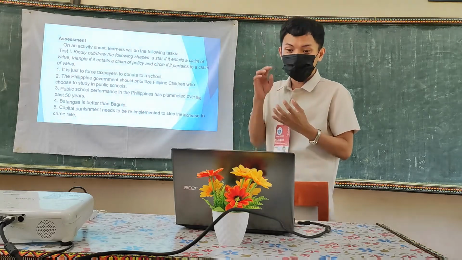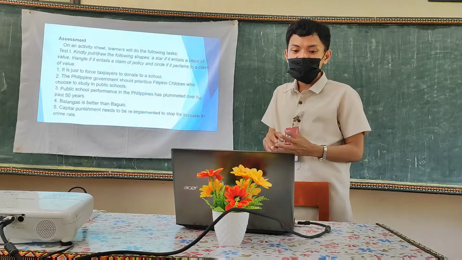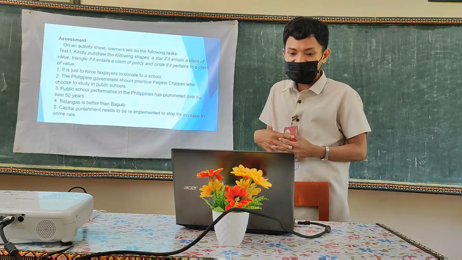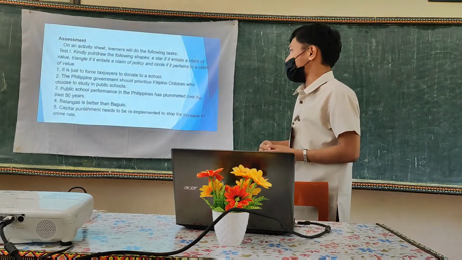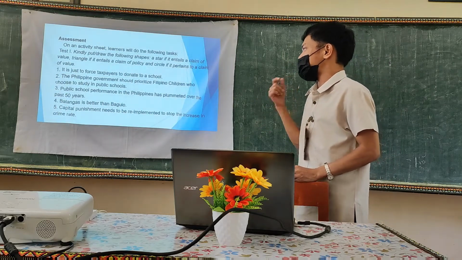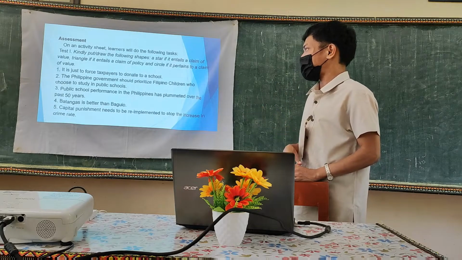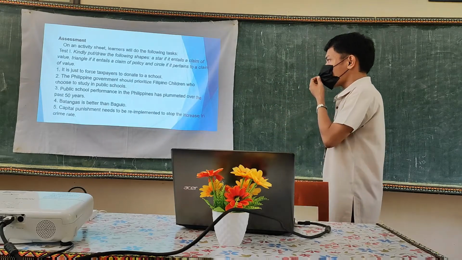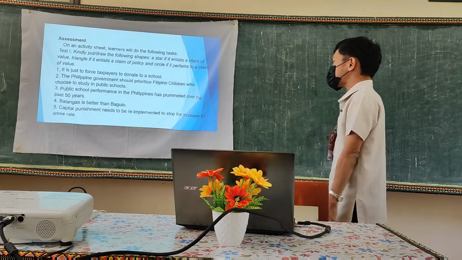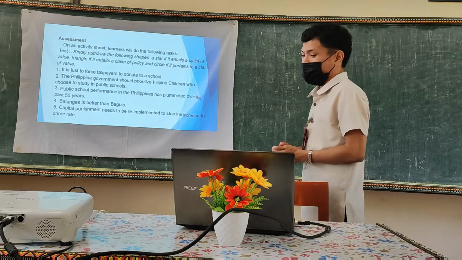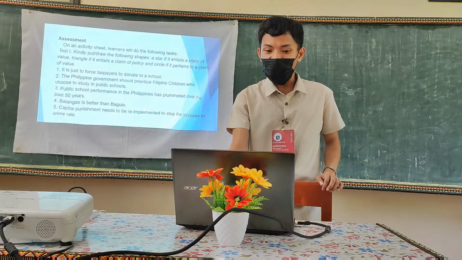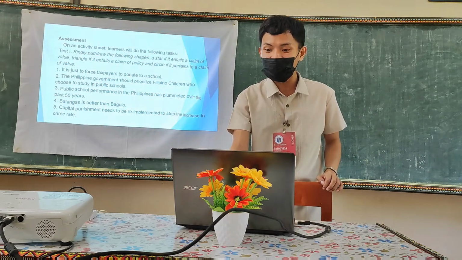Number 1, it is just to force taxpayers to donate to a school. Number 2, the Philippine government should prioritize Filipino children who choose to study in public schools. Number 3, public school performance in the Philippines has plummeted over the past 50 years. Number 4, Batangas is better than Baguio. 5th item, capital punishment needs to be re-implemented to stop the increase in crime rate. So those are the test items for test 1.